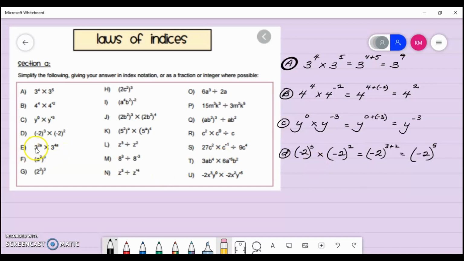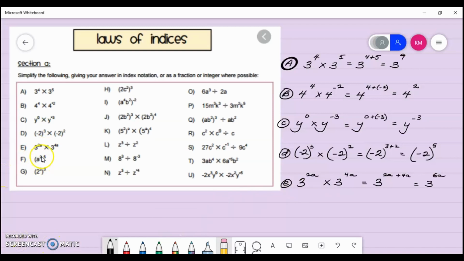Next question. 3 to the power 2a multiplied by 3 to the power 4a. Now, even though our powers here are in the form of algebraic expressions, we still apply our same law. So it's going to be 3 to the power 2a plus 4a, and we are going to get 3 to the power of 6a.